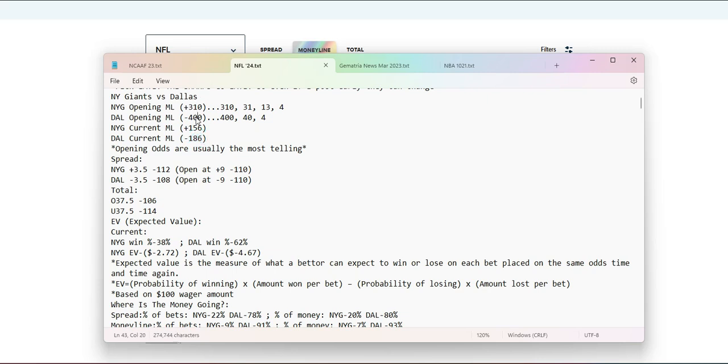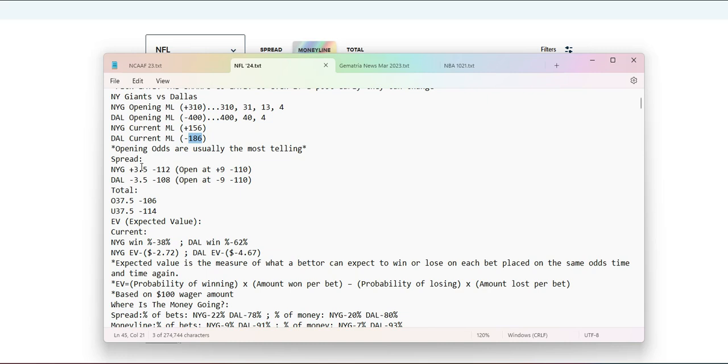See, notice how this has decreased significantly from minus 400 to minus 186. That was the opposite for the last game, where it started low in the opening and went super high to minus 500 Detroit. So that gives you some clue on who is going to win these games. And plus, Dallas had a huge win over Washington last week in Washington. So keep that in mind. There's a narrative to that.